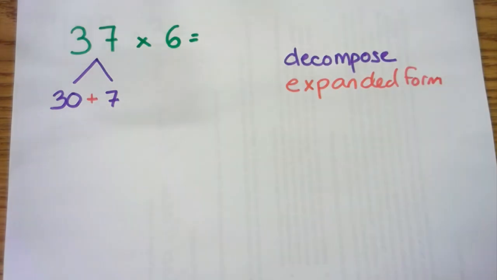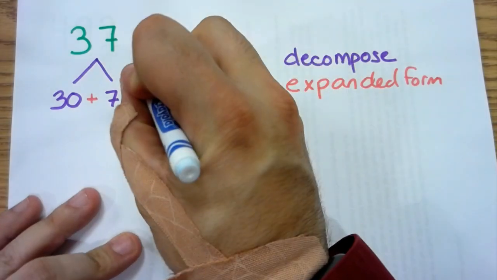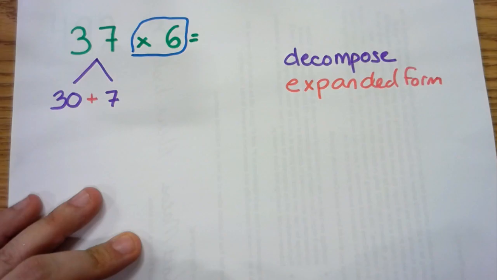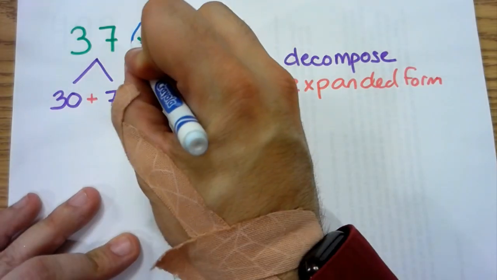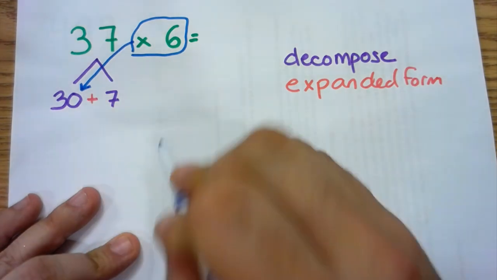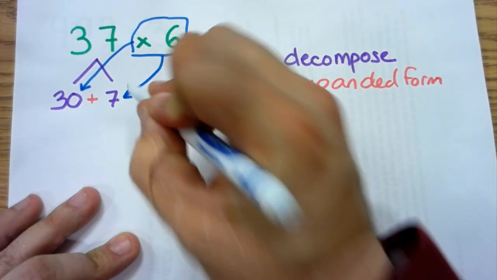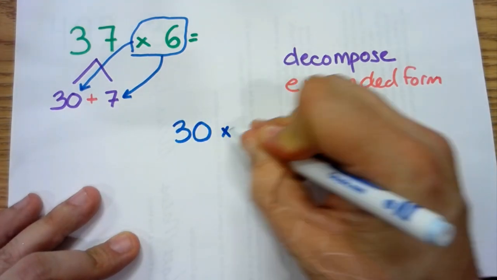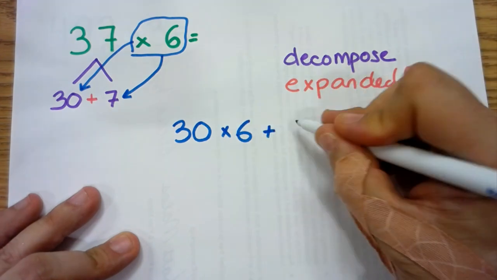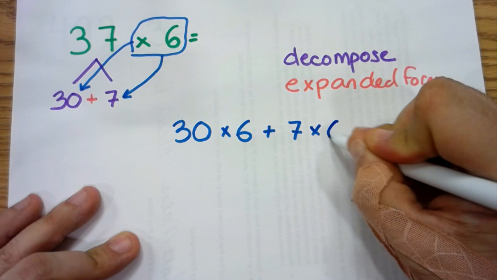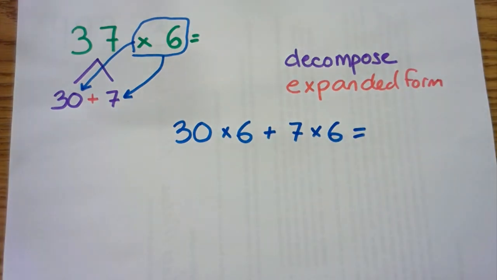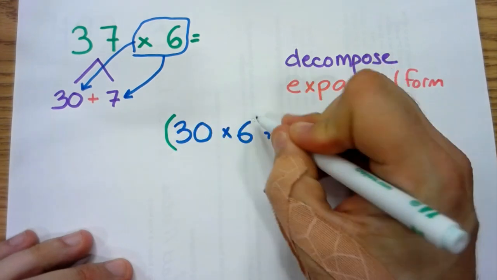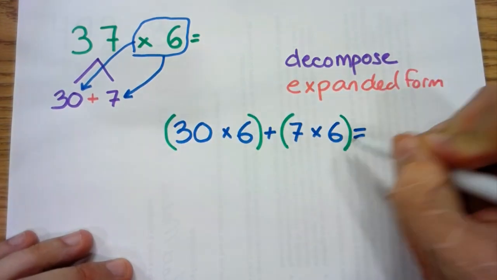I've managed to decompose 37 into 30 and 7, and both of those parts need to be multiplied by 6. So I'm going to have 30 times 6, and I'm going to have 7 times 6. So I can rewrite this problem as 30 times 6 plus 7 times 6. The way that I've written it may not be the clearest, but it is a correct way to write that. Although if I want to make this even better, I'm going to throw in some parentheses to show how I can group it together.